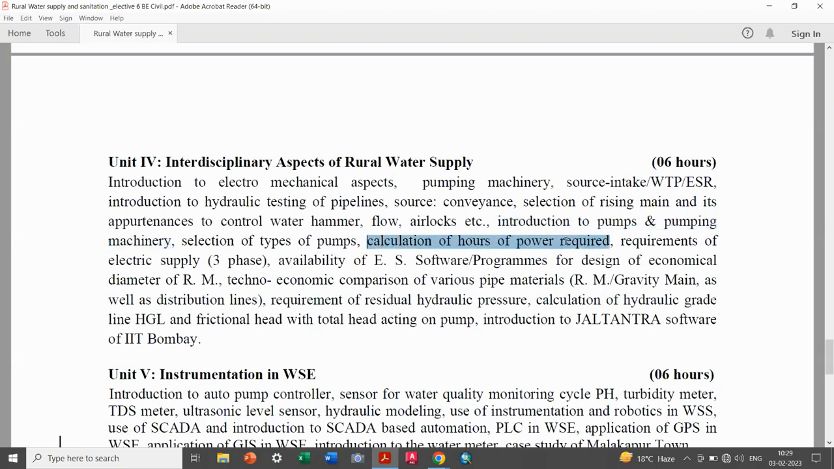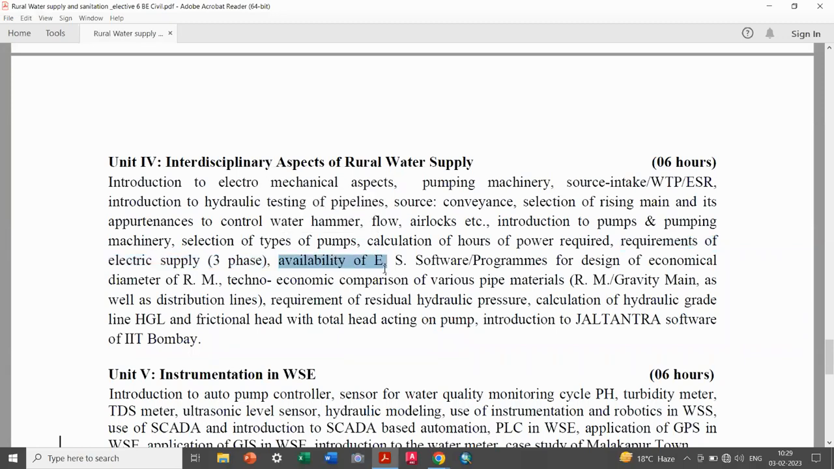So, calculation of hours of power required. Depending upon the quantum of water to be pumped, you can see the output of the pump, and accordingly you have to decide how many hours we run the motor to have discharge of a particular quantity of water. So, requirements of electric supply: three phase, single phase.